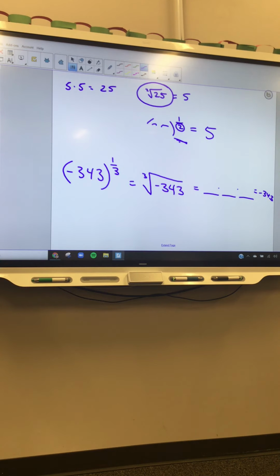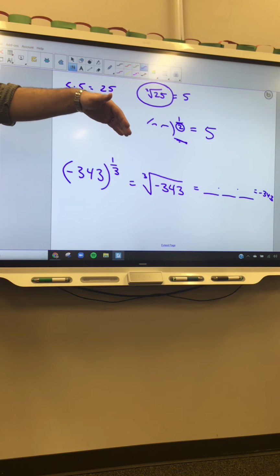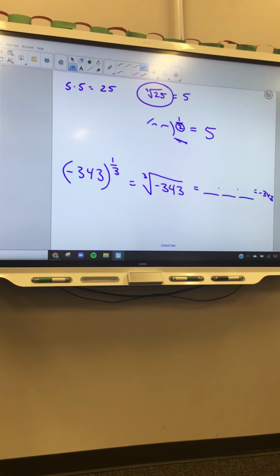Make sense? Can you do that in your head? What times itself three times gets up to 343? That's kind of tricky, isn't it? With a larger number like that, you'd have to do a lot of guess and check. Be like, well, 10 times 10 times 10, is that too much, too little? That's way too big, right? So maybe you try like 8 times 8 times 8. You kind of have to guess and check. Take out your calculator.